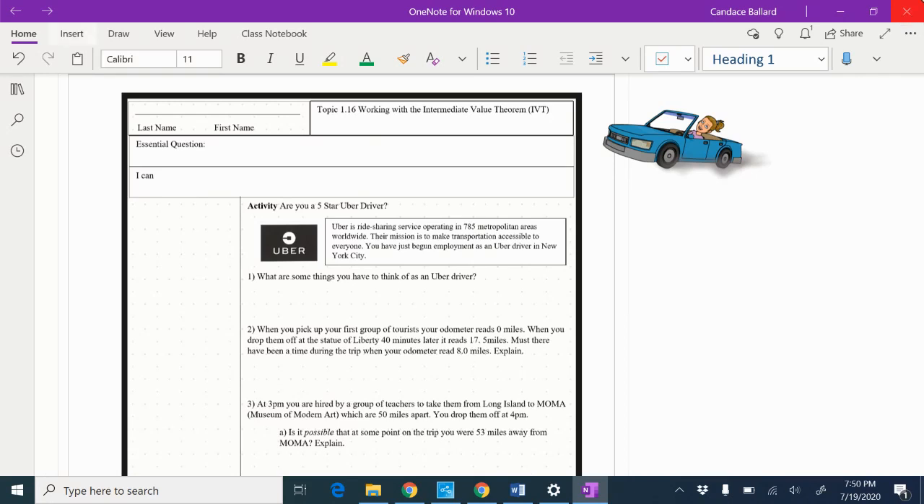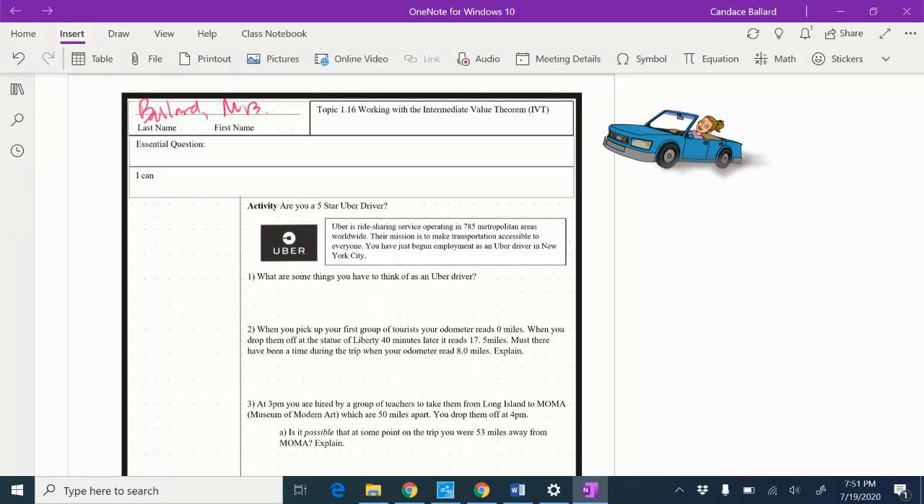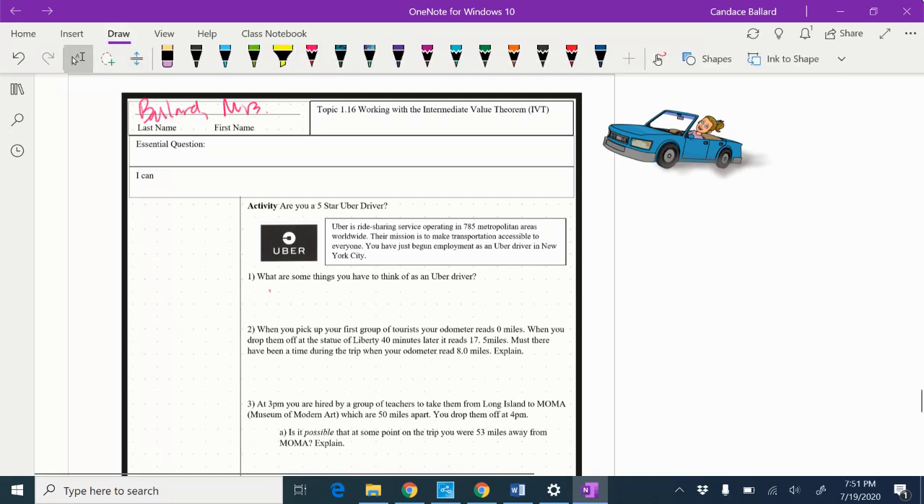As always, we want to make sure that we have written our name on here, so just make sure that you've added your name up to the top there. And I'm going to do something a little bit different today. I am going to try to type some of my answers here. It's not liking it because I'm using the pen instead of the cursor.